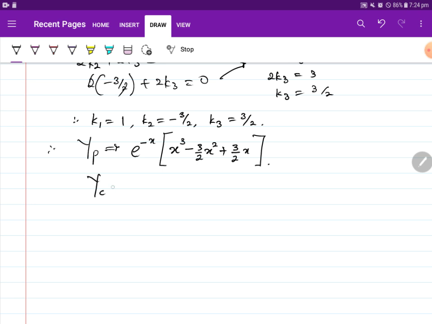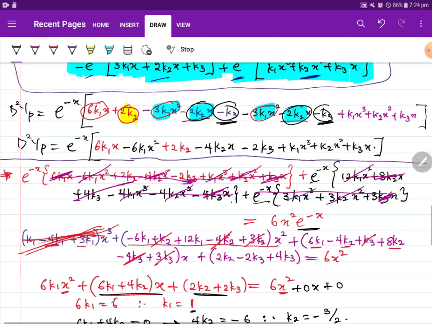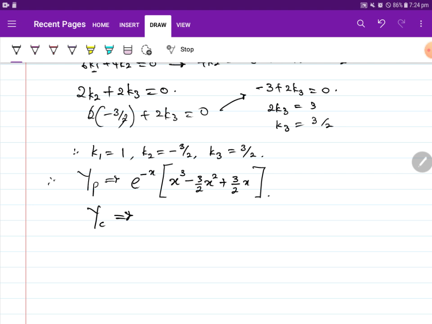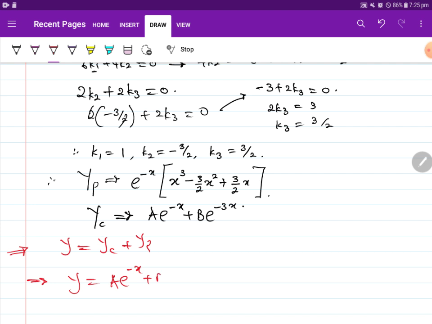What is my yc? Let's go back to our previous working. Let's look for yc. This is my yc. My yc is a exponential minus x plus b exponential minus 3x. Therefore, my general solution y, we all know general solution is yc plus yp. Therefore, our general solution is y is equal to a exponential minus x plus b exponential minus 3x plus exponential minus x into bracket x to the power 3 minus 3 over 2 x squared plus 3 over 2 x. Close the bracket. Final answer.